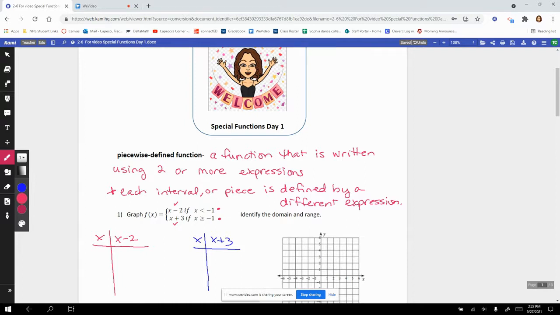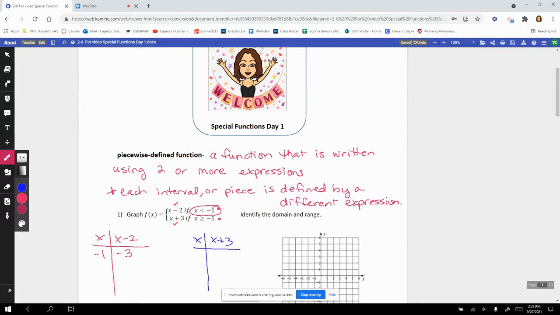So let's start with the first one. We have x minus 2, and we're saying x is less than negative 1. Okay, so we're going to start with our x value being negative 1. And we know it's less than and not less than or equal to, so we'll get to that in just a minute. We're going to substitute it into our expression. So we get negative 1 minus 2, which gives me negative 3.